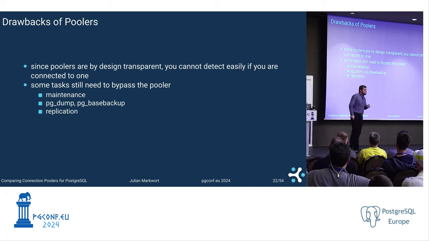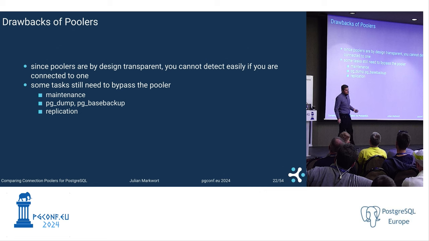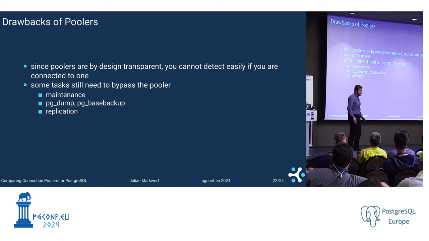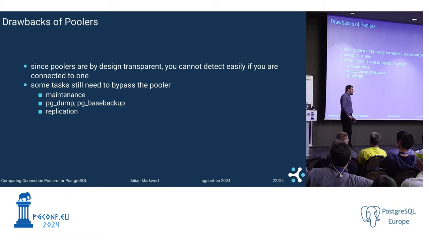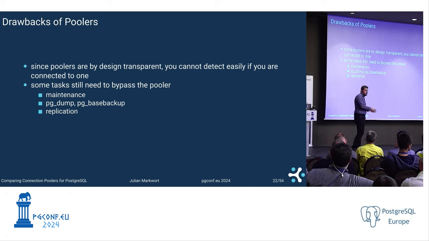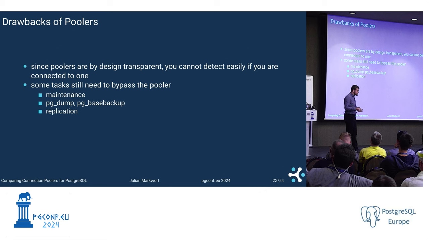And some more drawbacks are that, as I said in the early definition slide, what is a pooler? They are by definition transparent. At least we hope that they are really transparent to the application, so that the application thinks it's connected directly to a PostgreSQL database. And that makes it also challenging for us as users, as DBAs or whatever, to figure out, are we now connected through a pooler or are we directly connected to the database? There might be some weirdness going on there.